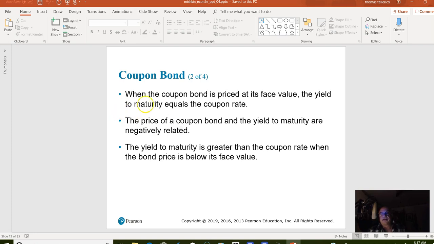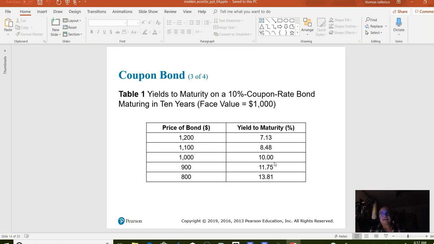So there's a couple of things, and I believe I have some stuff on Blackboard, where you should be able to read these things. So here's different prices of bonds. You'll notice that this is up, this is lower, this is going down, that's going higher. Notice as the price goes down, the interest rates go up, right? And the coupon is 10%.